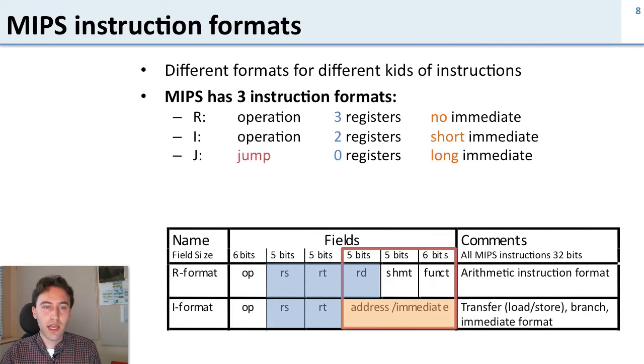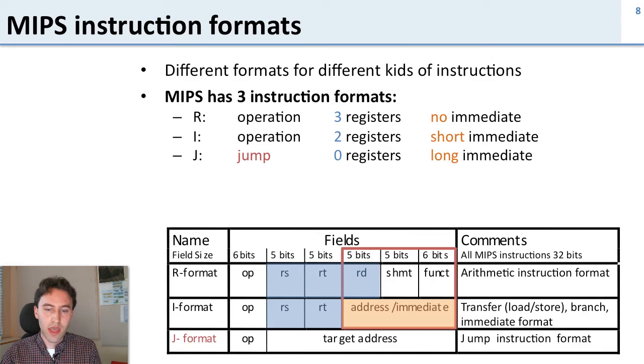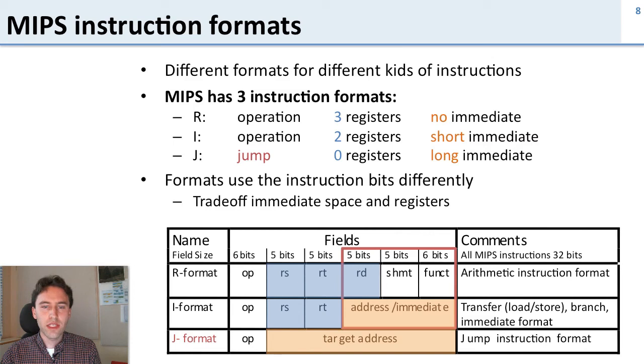Now MIPS has one last instruction type which is only used for jumps, and this has 0 registers, but it gives you a long immediate. For this format, we replace all of the register fields with one long immediate, in this case a target address for the jump. We're going to talk about that in more detail. So these different formats use the instruction bits differently. This is how we trade off the space and the registers. Different formats can do different things and use the space differently.